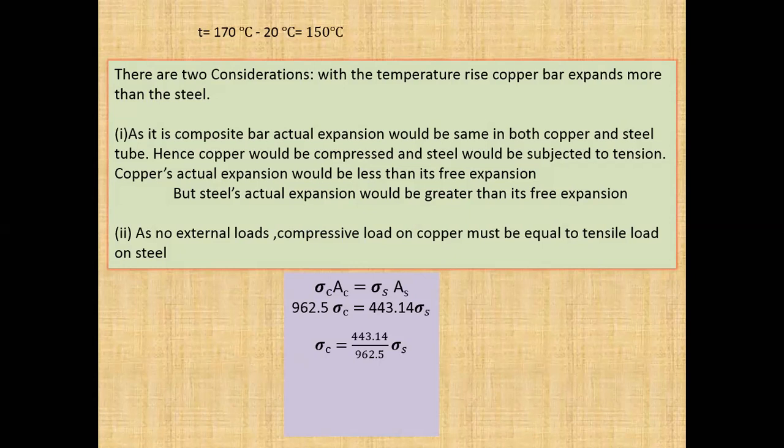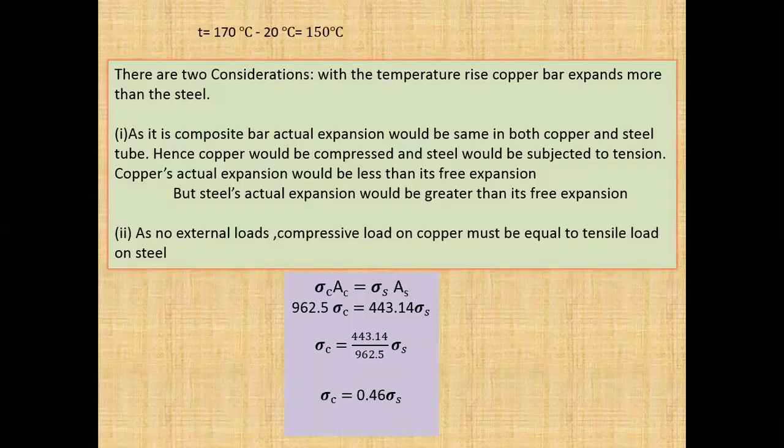From the second consideration, as you look into the screen, as no external loads, compressive load on copper must be equal to tensile load on steel. So if we substitute those values, there is a relation between sigma C and sigma S. That is, stresses induced in copper and steel are related here. So that is coming to sigma C is equal to 0.46 sigma S.